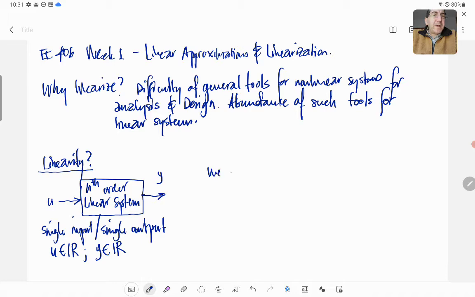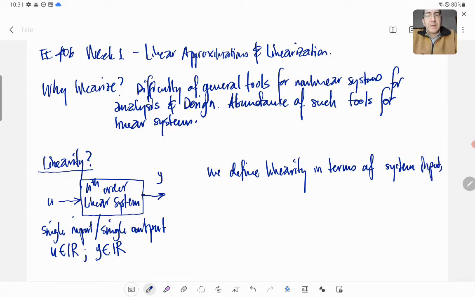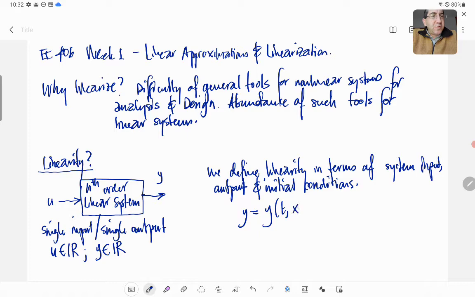So we define linearity not only with respect to the system input and output, but also the initial conditions. Let's say that in general, y is a function of time. It's a function of initial conditions. Remember, this is an nth order linear system, so we have x0, the initial condition, as a vector, and also the input u.